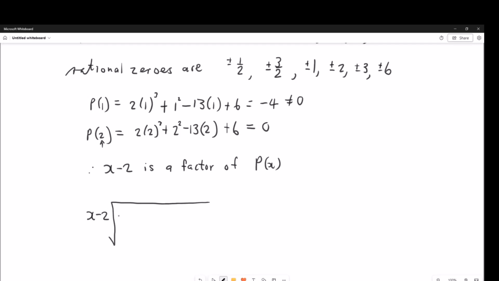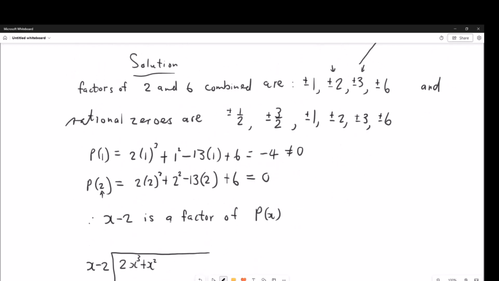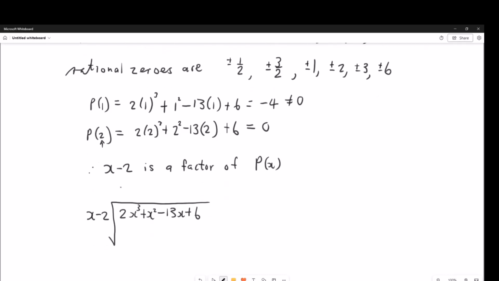All right, you guys must just check my steps for me, please. So our function is 2x cubed plus x squared minus 13x plus 6. So now we want to get the quotient, okay, and see what's happening. So we divide the divisor function x minus 2 into the dividend function 2x cubed plus x squared minus 13x plus 6. So it's the same procedure like I said the last time.